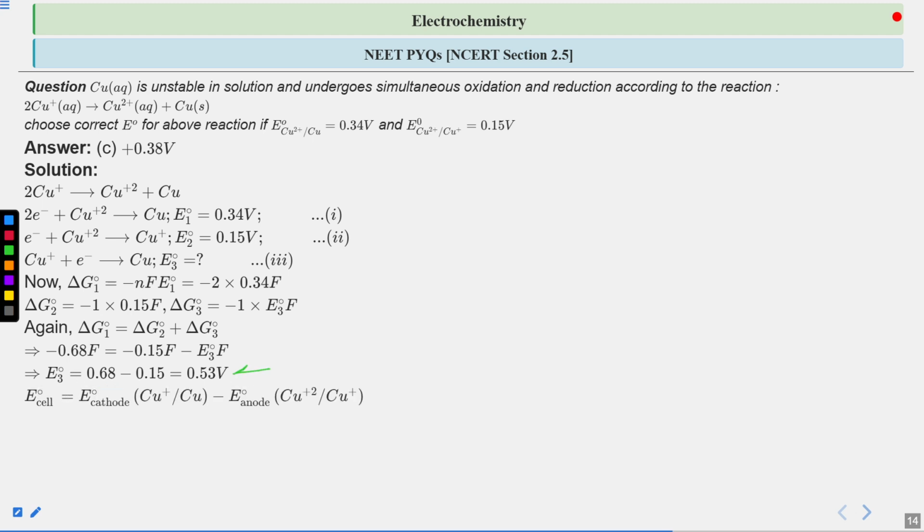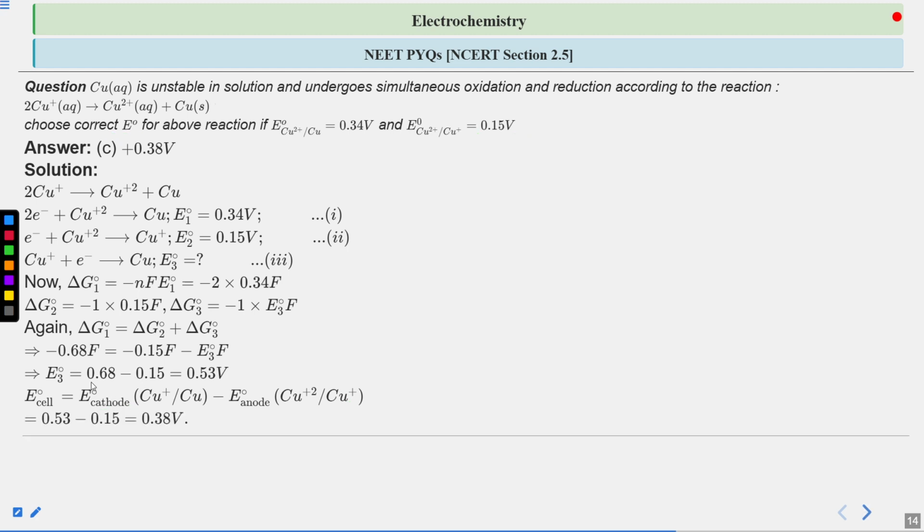Now this is the E0 of 0.53 volt. Now you have to determine the E0 of cell for the complete cell reaction, in which oxidation and reduction both are happening. So E0 of cell will be E0 of cathode, which is copper positive to copper, minus E0 of anode, which is copper 2 positive to copper positive. Now this E0 value of the anode we have already been given in the question, but the E0 of cathode was not provided. That's why we did this much calculation.